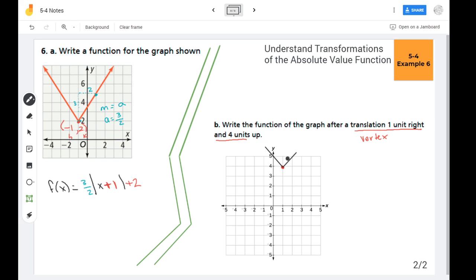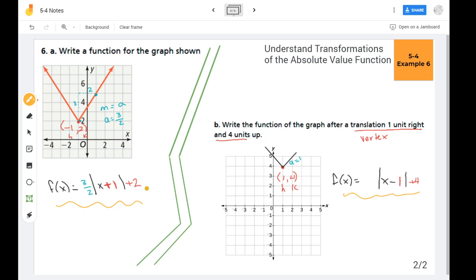So our A value here, because there was no stretch or compression, is 1. And that's okay. That just means that we won't have a number in front of the absolute value, right? Because normally we would put a number here where A is, but since A is 1, we're just going to have an imaginary A. So then I have x minus a number, so I have it minus h, which is 1, and then I add that k at the end. So here is our formula.